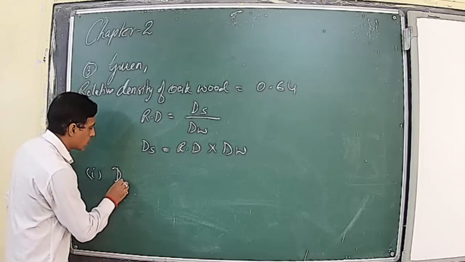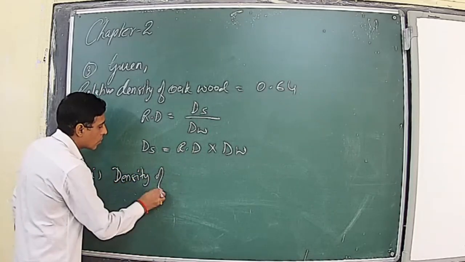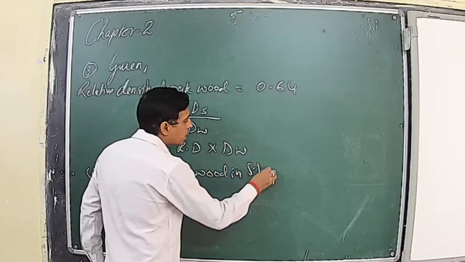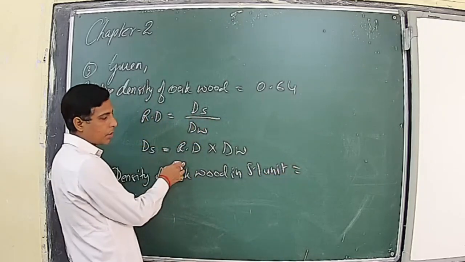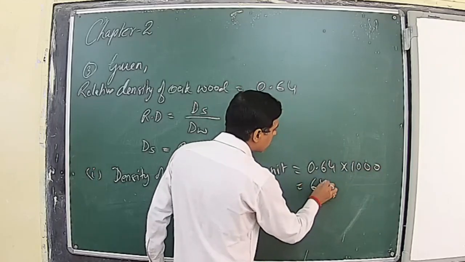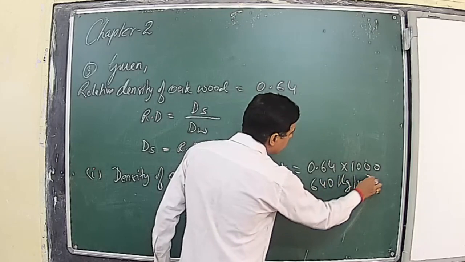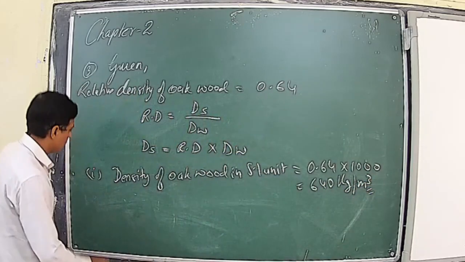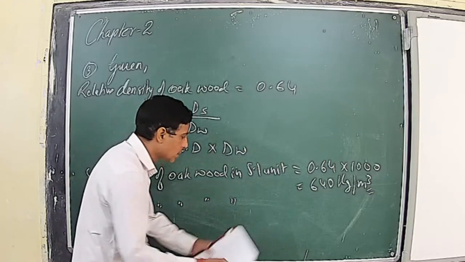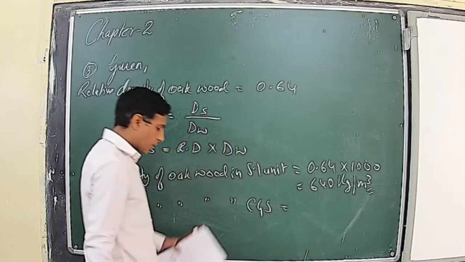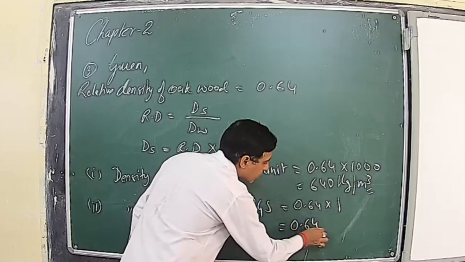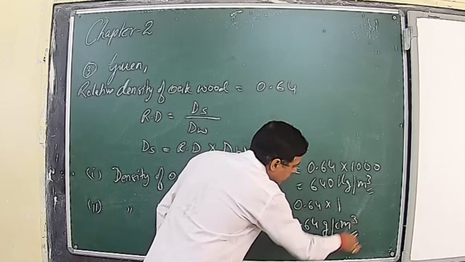So density of oak wood in SI units will be equal to relative density 0.64 multiplied by 1000. So we will get 640 kilograms per cubic meter. Similarly, density of oak wood in CGS system of units will be 0.64 into 1. So it will be 0.64 grams per cubic centimeter.